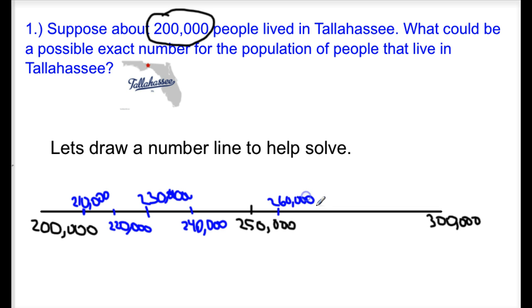Then we will have 270,000. And we will have 280,000. Okay, and finally 290,000.